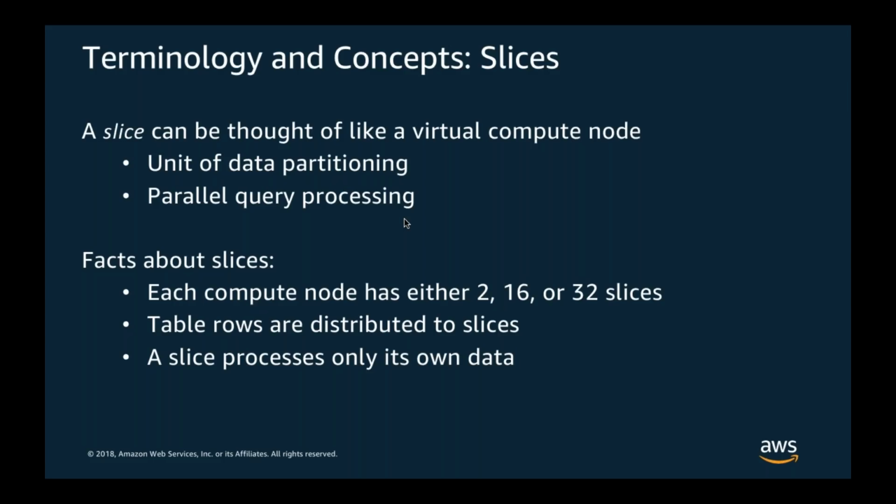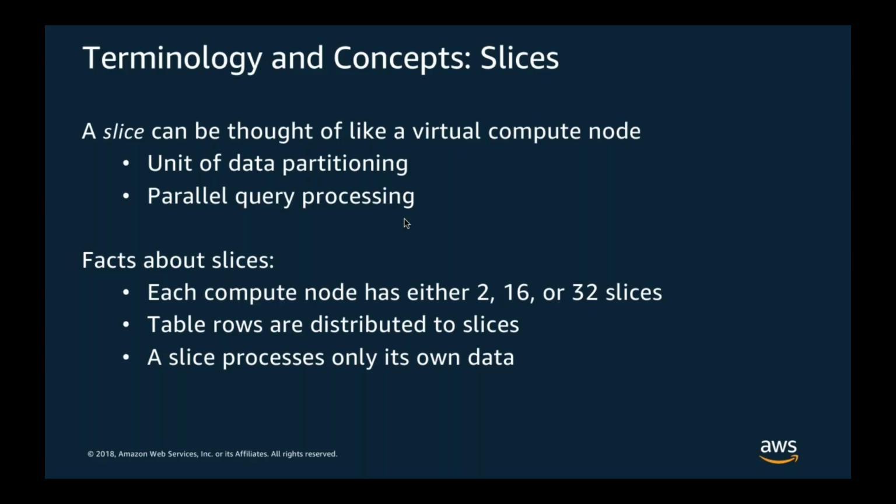Now, a slice can be thought of like a virtual compute node, or let's say the smallest unit of compute resources available within a compute node. Each compute node is further bifurcated into what are called slices. The number of slices for a particular compute node is fixed. It's documented, it doesn't change. It's either 2 or 16 or 32, depending upon the node type. So let's say if it's a DC2.large instance type, it has 2 slices and it's documented.